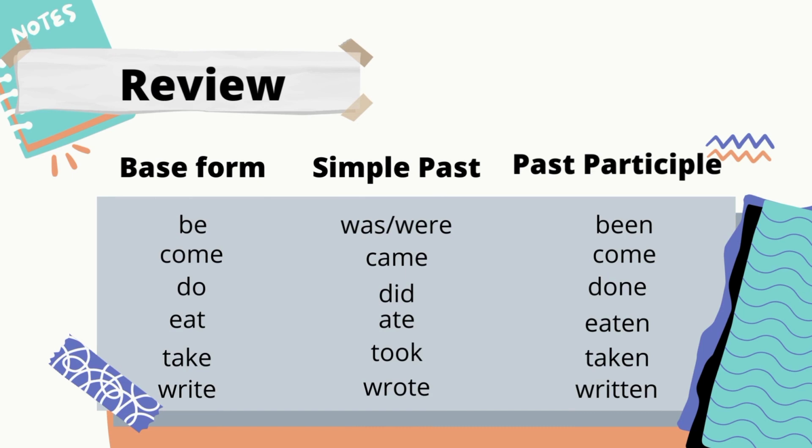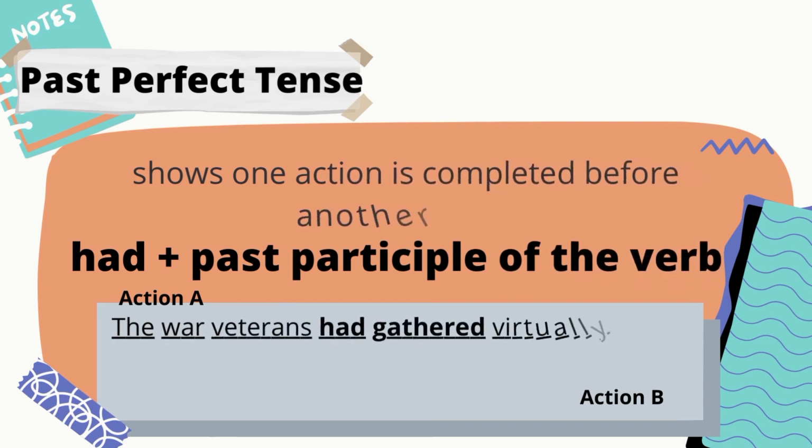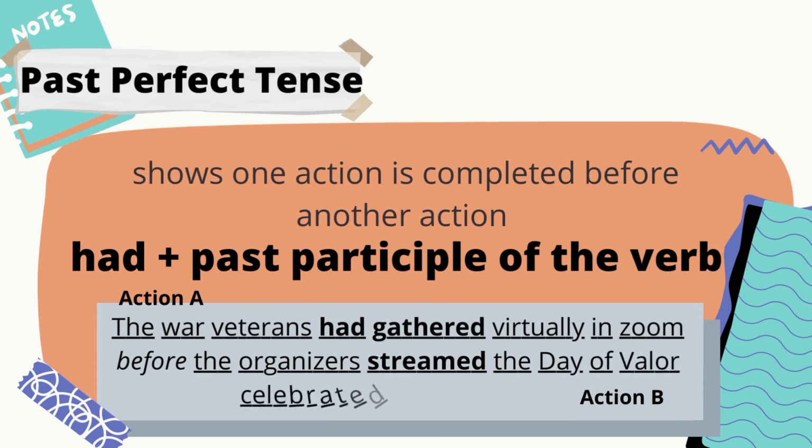The verb take: simple past is took, past participle is taken. The verb write: simple past is wrote, past participle is written. Let's have an example sentence that uses the past perfect tense of the verb. The war veterans had gathered virtually in Zoom before the organizers streamed the Day of Valor celebrated in Facebook Live.